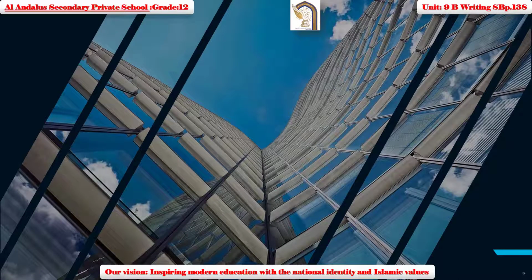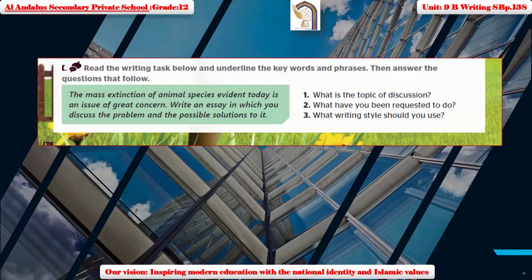Now we can start our writing task, which we will be given. This is exercise C. Read the writing task below and underline the key words and phrases. Then answer the questions that follow. The mass extinction of animal species evident today is an issue of great concern. Write an essay in which you discuss the problem and the possible solutions to it.